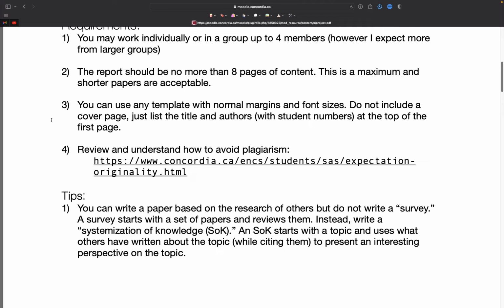So pick your teams wisely, and you're not at a disadvantage working alone if you don't want to work with anyone or you don't know anyone, and you're not at a disadvantage for having a large team. I just try and normalize it across it.